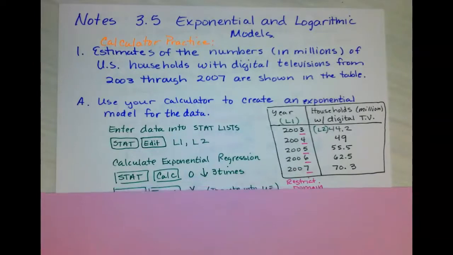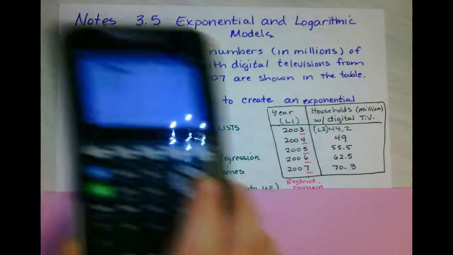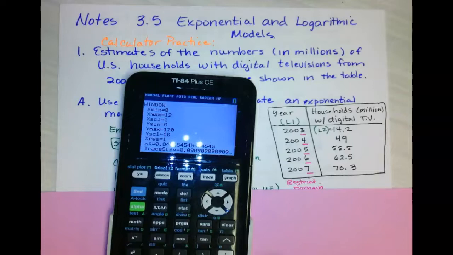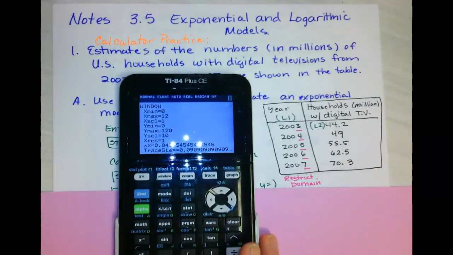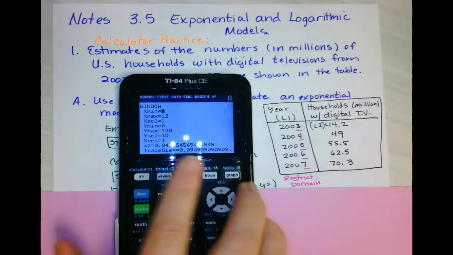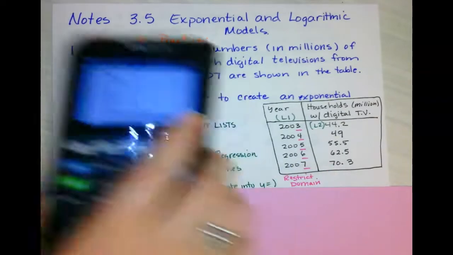Then we are going to set our window. I'm just going to make it a little bit bigger than the biggest and a little bit smaller than the smallest. So I just went from 0 to 12 and 0 to 120. On the 0 to 12, I counted by 1. 0 to 120, I counted by 10. Restricting the domain to 3, 4, 5, 6, 7. That was just to let you know that you needed to enter these in as just single numbers, but I wanted to have a little bit better picture of my graph.